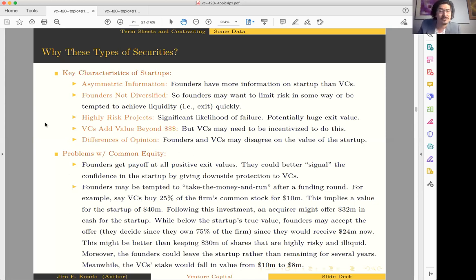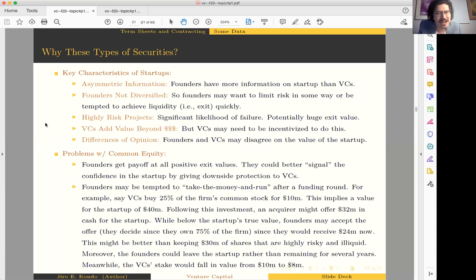All right, so let me first start with the first principles. What I mean is, what are the key characteristics of startups? And part of this relates to the definition of startups that we gave in our first lecture and to things that we have highlighted as being relevant throughout the course of the semester, right? So let's list some of these. One is asymmetric information, right? Founders have more information on the startup than the VC. Although, one thing I'll say is, this is maybe a little bit debatable.